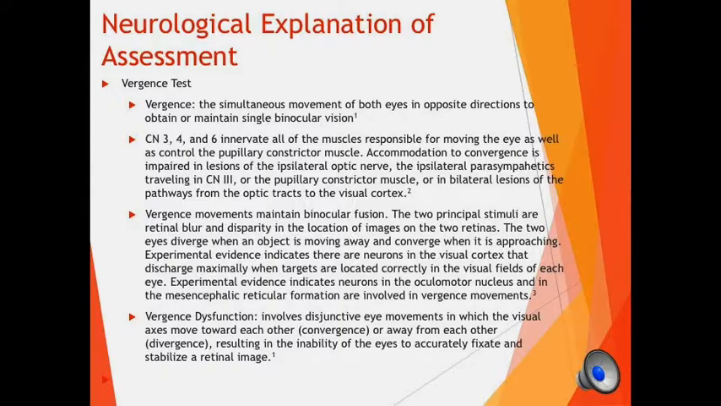Vergence dysfunction involves disjunctive eye movements in which the visual axes move toward each other, convergence, or away from each other, divergence, resulting in the inability of the eyes to accurately fixate and stabilize the retinal image.